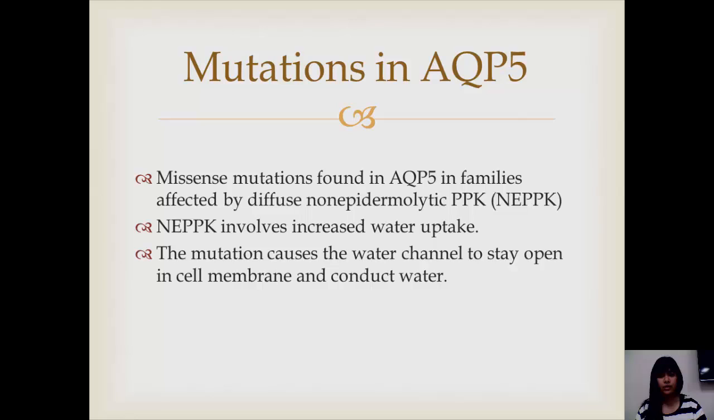So as I said, I'll be focusing on mutations in AQP5. Missense mutations have been found in aquaporin 5 in families affected by diffuse non-epidermolytic PPK, or NEPPK. The characteristic associated with NEPPK is that it involves increased water uptake. The mutations are thought to cause the water channel to stay open in a cell membrane and conduct water continuously.